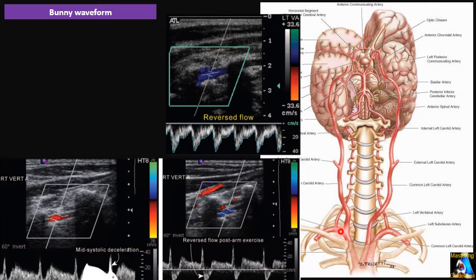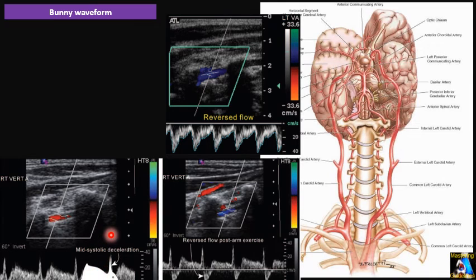Depending on the severity of stenosis, we have a different spectral Doppler pattern on the vertebral artery. If we have significant stenosis but not occlusion, usually we will see a specific pattern. We name it a bunny waveform, represented by a sudden drop in mid-systolic velocity. As you can see here, it goes upstream, suddenly drops, and then goes forward again with a little higher velocity. It gives a pattern like this, and we name it the bunny sign.